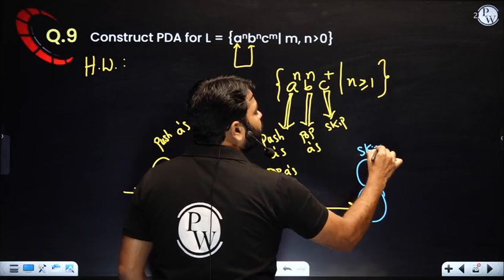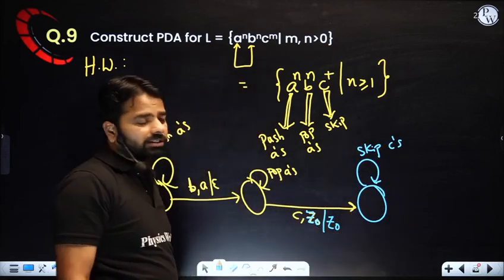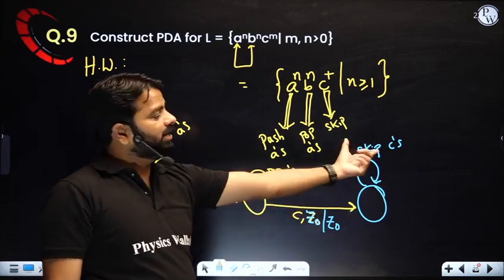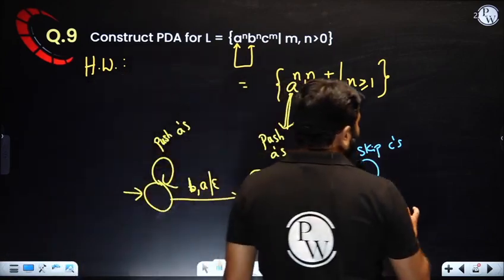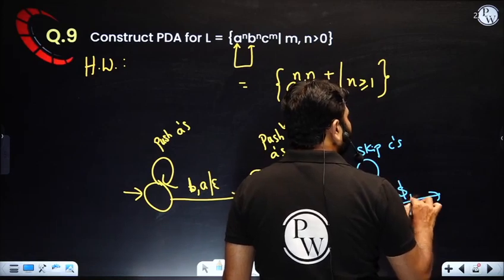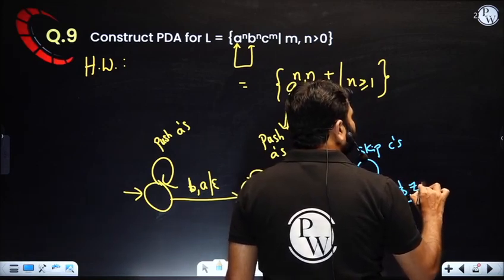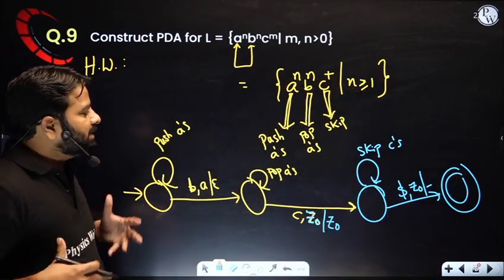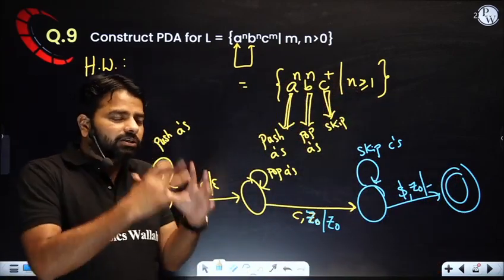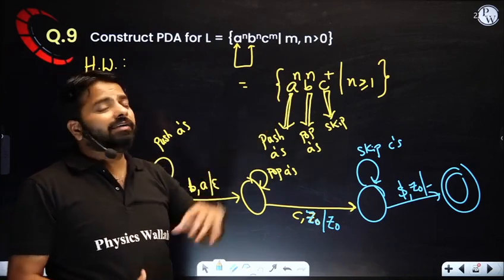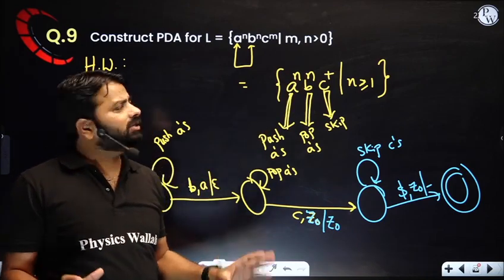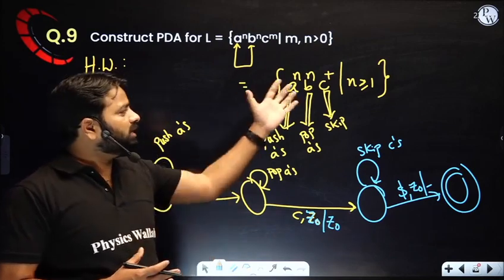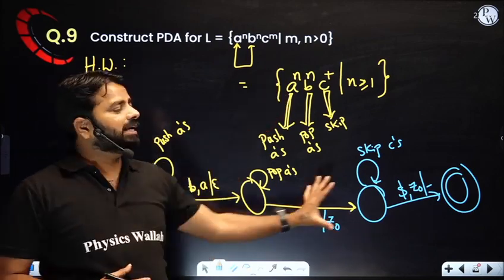How do you do that? C comma Z naught slash Z naught. The same thing you copy and paste here, the same way you did here. And then here, when you see dollar, the end of the input, with Z naught there, just go to final. So almost I did it. But in the exam, you should not design the machine. You just understand whether you have a DPDA for it. That would be sufficient to say it is a DCFL, deterministic context free language. If you want to say it is a DCFL, you should know how to design a DPDA.